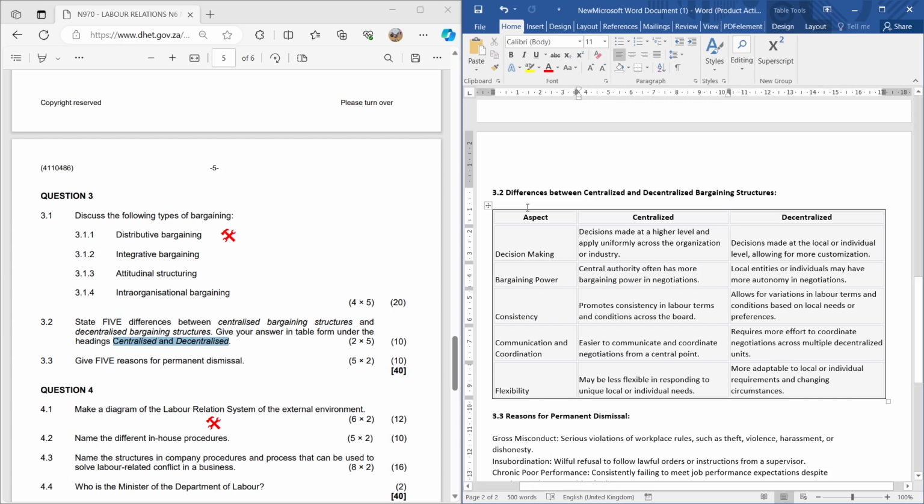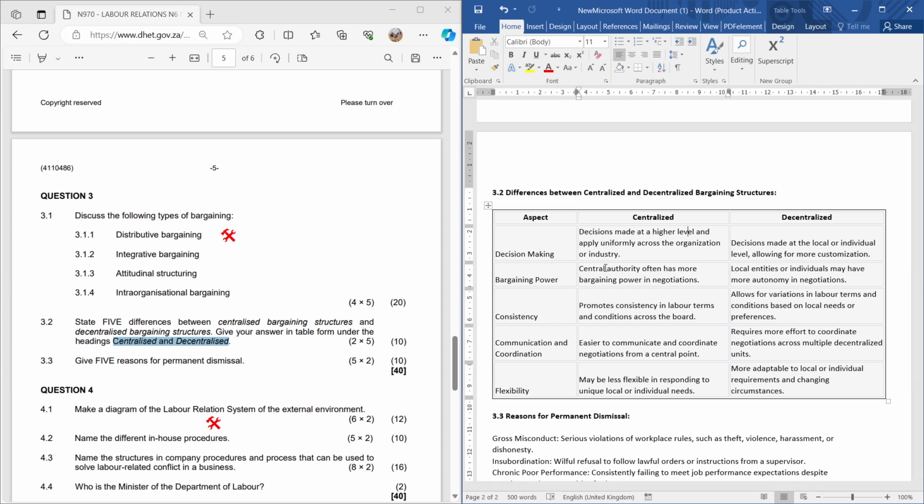And then let's go ahead and look at another aspect. Remember, now we are covering the third difference of each type of bargaining structure. So now, in terms of consistency, centralized bargaining structures promote consistency in labor terms and conditions across the board, right?